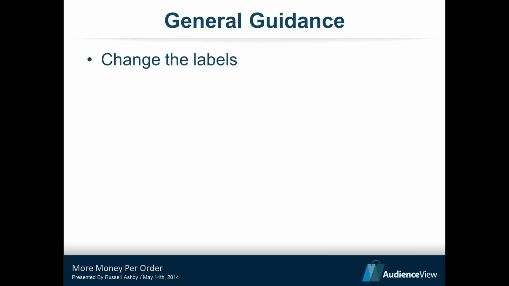My other bit of guidance is to just change the labels within Audience View. The stock labels that come around the recommendations and add-ons and suggested donations don't really sell the products that well, and I think you should spend a lot of time thinking about how you're going to position these products to customers, so change those labels within the application.